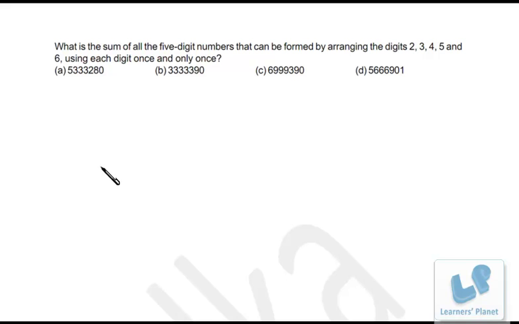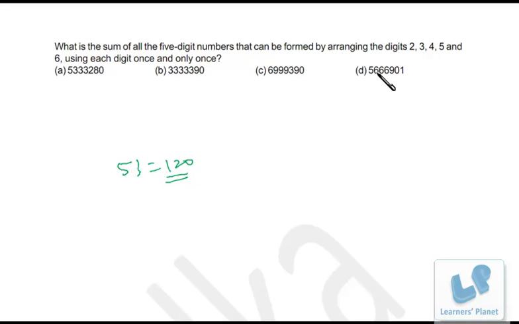Now friends, let's try this problem. What is the sum of all the 5-digit numbers that can be formed by arranging the digits 2, 3, 4, 5 and 6? We have to form 5-digit numbers, and each digit should be used once only in a number. So in all there will be 5 factorial, that means 120 numbers, right?